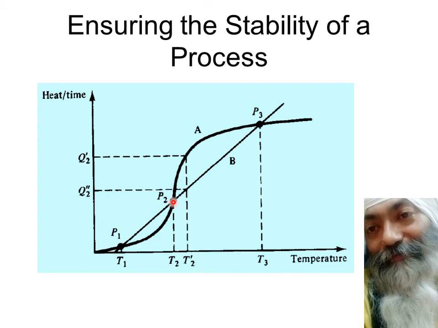Similarly, the system is inherently unstable at T2, but for the reasons I have already told you and will be repeating again, this needs to be stabilized. This is the second objective of process control or the process controller: ensuring the stability of a process which is inherently unstable, but which we need to stabilize.